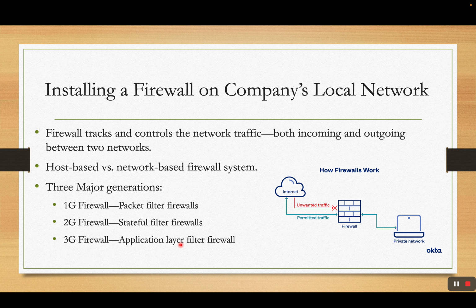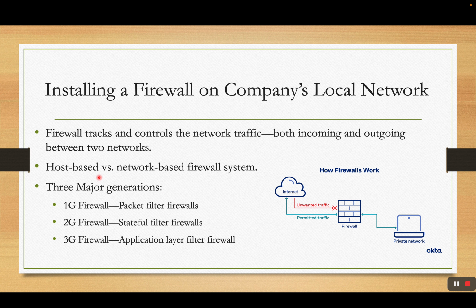Now, let's talk about the firewall. A firewall tracks and controls network traffic, both incoming and outgoing. It allows certain things and prevents others. So basically, a firewall tracks and controls all incoming and outgoing traffic between trusted and untrusted networks, by monitoring and filtering the traffic based on predetermined security rules and criteria.